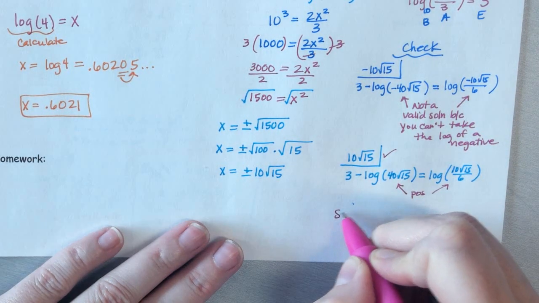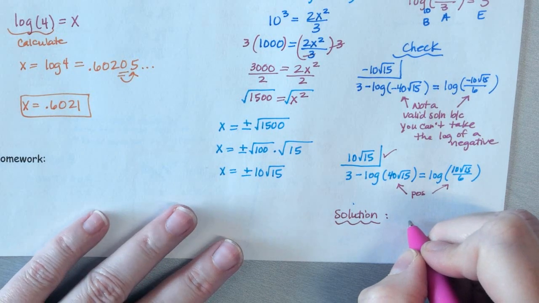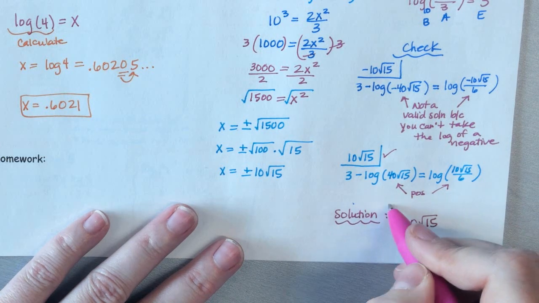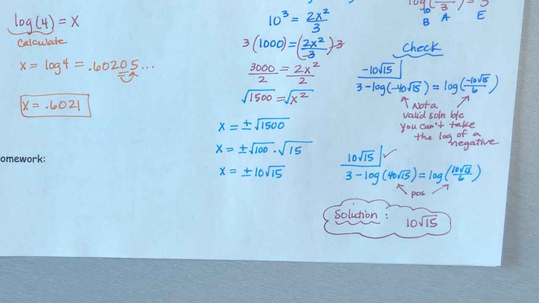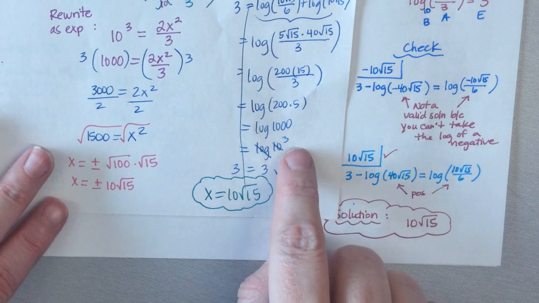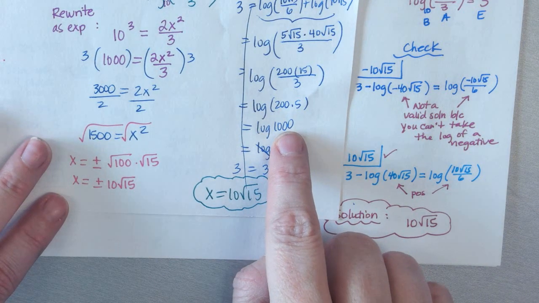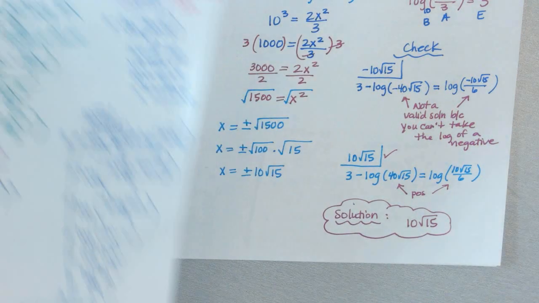Your final solution would be 10 root 15. And again, that would be the only thing that you would write on the line. Okay? Do you guys want to see what the full check would look like? It is kind of scary. Well, if you're doing it by hand, it's kind of scary. But I'll just show you. Eventually, you would get to a point where you would just have the log of 1,000. And what's the log of 1,000? 3. So then they would be equal, and that would be wonderful.